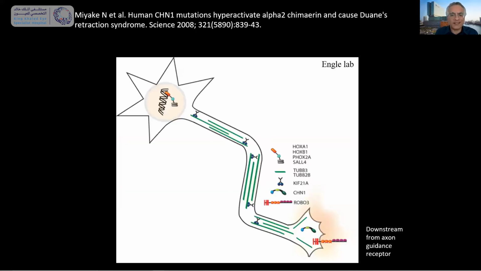And here you can see a nice diagram of the axon showing you CHN1 is here. There's a growth cone. There are factors here that guide the axon when it's forming. And this is one of the receptors that helps guide the axon to get where it's going. And this is what gets mutated in CHN1 mutations.